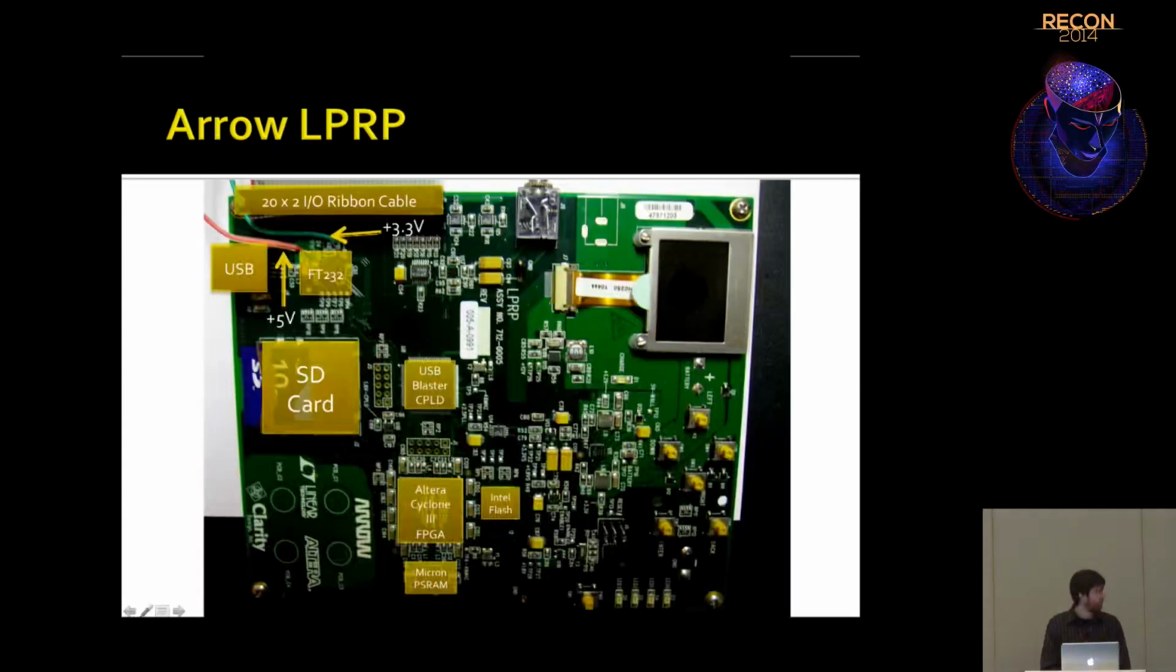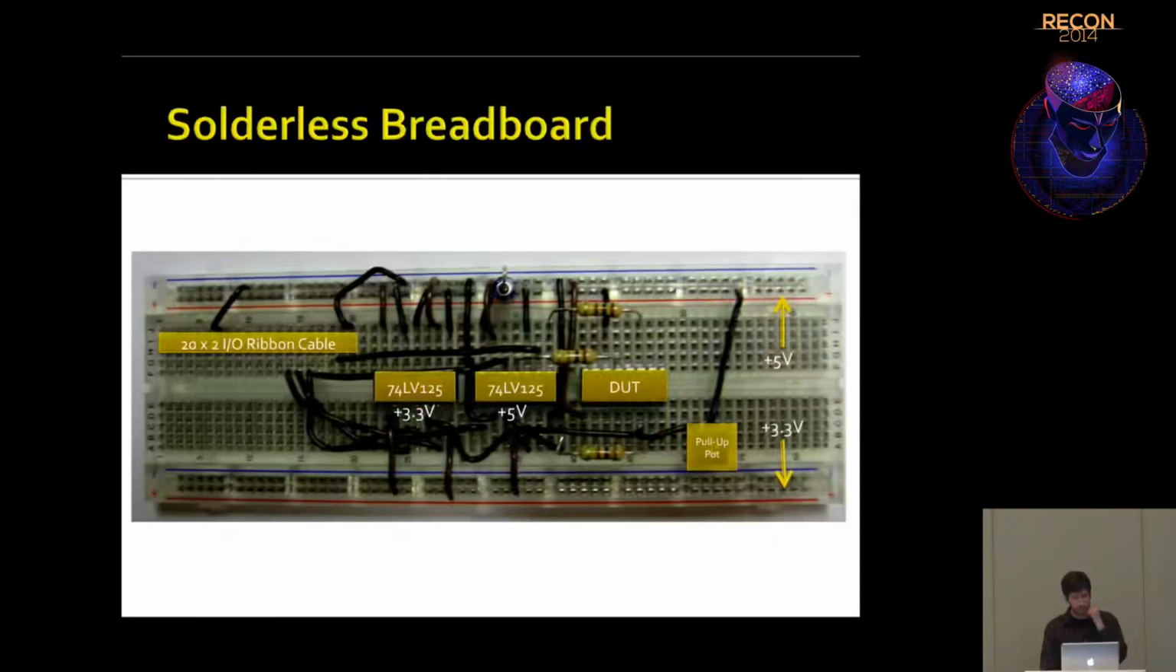Here are a few of the highlights of the actual LPRP board itself: a USB connection to the host computer with an FT232 and an Altera CPLD, which acts as a USB Blaster to load the bitstream into the FPGA. Intel Flash and Micron PSRAM at the bottom, which I had to write drivers for. The PSRAM is nice because it's fast SRAM and a decent amount of storage. I think it's 8 megabits on that board. And then there's an SD card if needed.